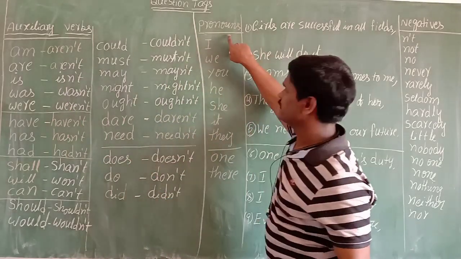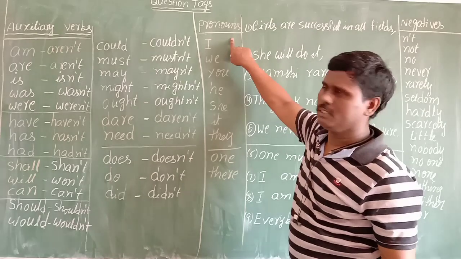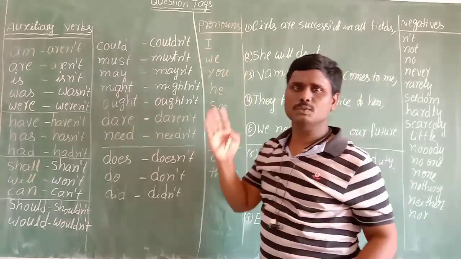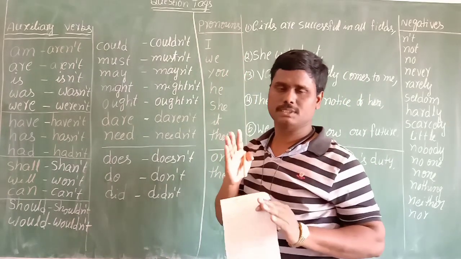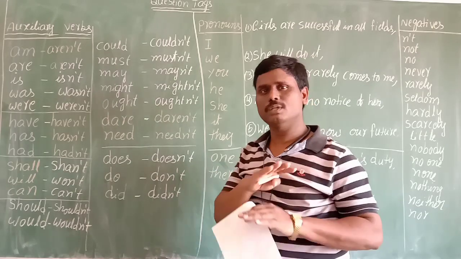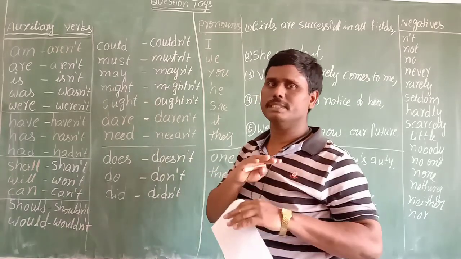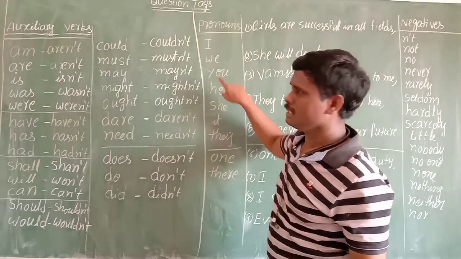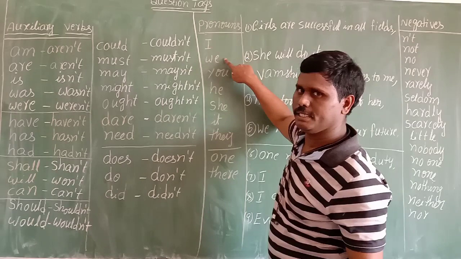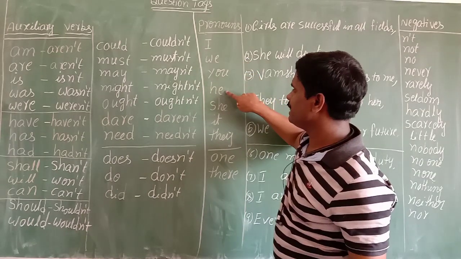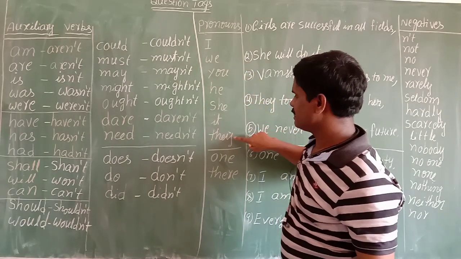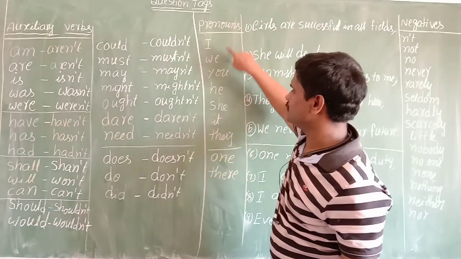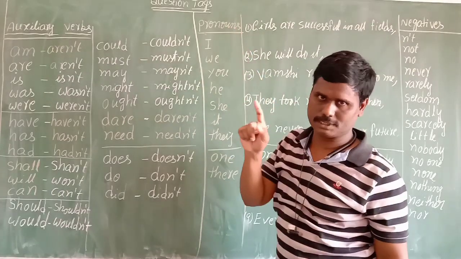Next, the most important thing is the pronoun. In a question tag, we use only pronouns, that too subjective pronouns. We don't use nouns. We don't use adjectives. We don't use any other parts of speech. We use only pronouns: I, we, you, he, she, it, they, one, there. We use only these in a question tag, not other words.